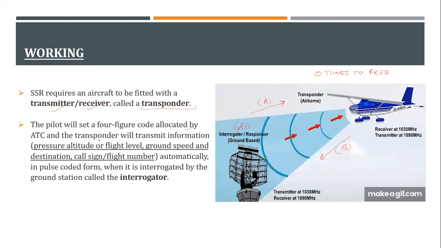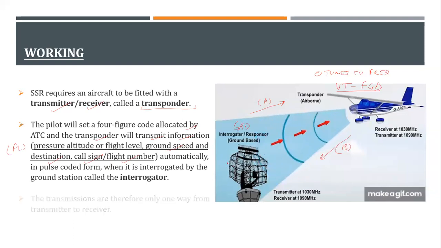Okay, by the ATC, the transmitter will transmit information. The information which is passed on is the pressure altitude, or the flight level, the ground speed, destination, call sign, flight number. I remember in the primary radar we only had the distance and the bearing, but here what are we having? We have the flight level. We even have the destination, the call sign. Call sign is whatever the registration mark is. For example, Victor Tango, Foxtrot, Golf Delta. All these are call signs. Now these are the call signs which distinguish every aircraft. So it is very important.